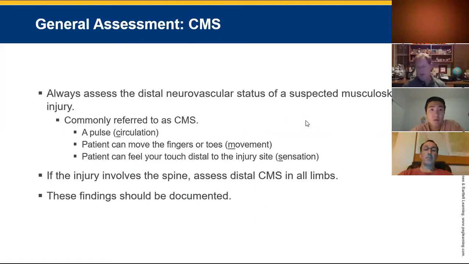So, hey, grab my hands. Can you squeeze my hands? Great. Hey, can you hold your hands up? Phenomenal. Can you press down on the gas, pull up with your feet and heels? Can you feel all that? Great. And then you want to make sure you document that you check for all that. Next, please.